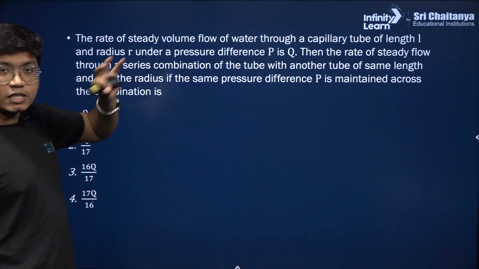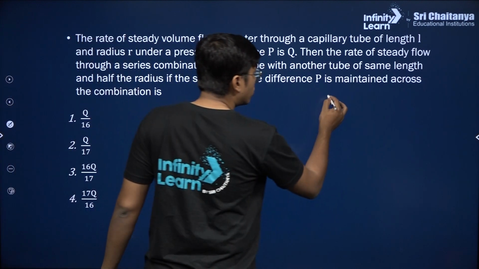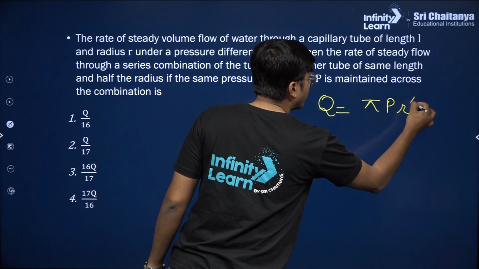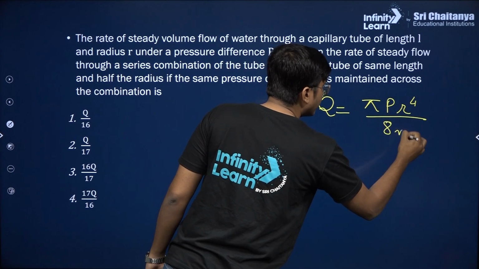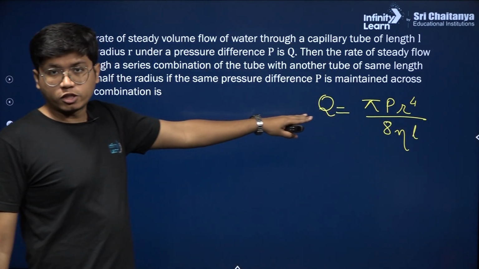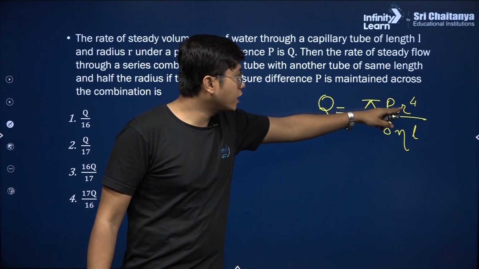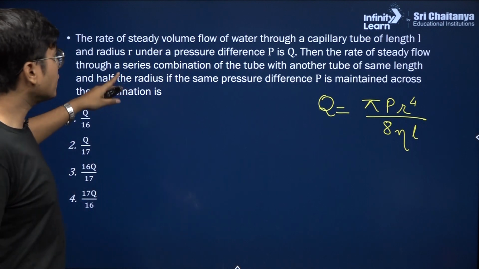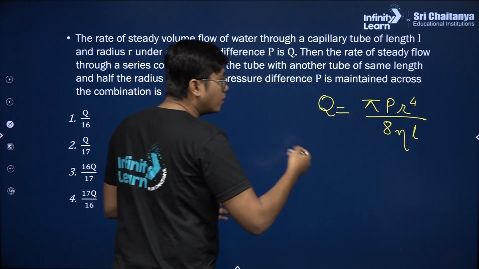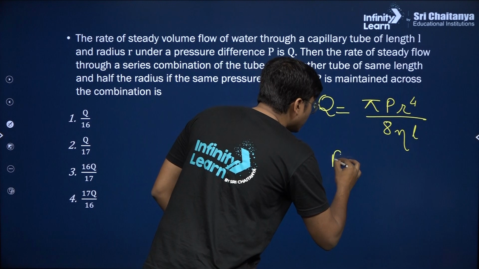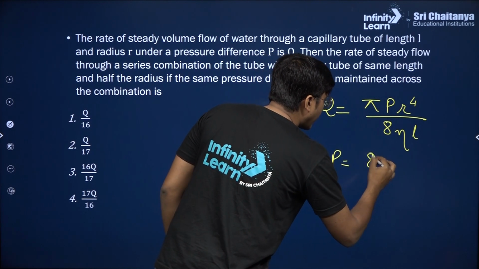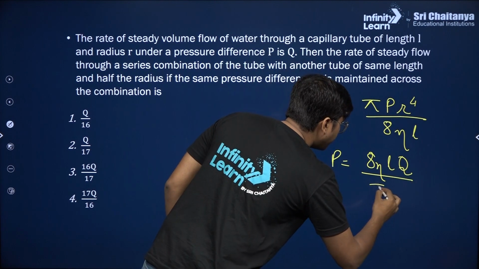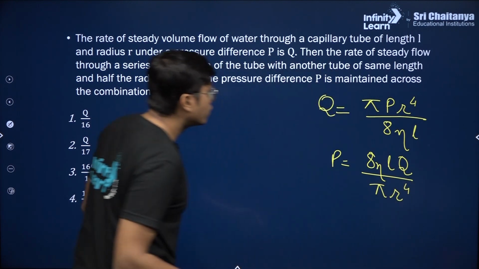So first up, in the first case, let's write down the relation. The relation for the flow rate Q is equal to pi P r to the power 4 divided by 8 eta L. This is the Poiseuille's equation, right? This tells you the flow rate with regards to pressure, radius of the pipe, coefficient of viscosity and the length. Now we can also represent a formula for the pressure. I'll tell you why I'm doing pressure. Pressure would be equal to 8 eta L into Q divided by pi r to the power 4, right?